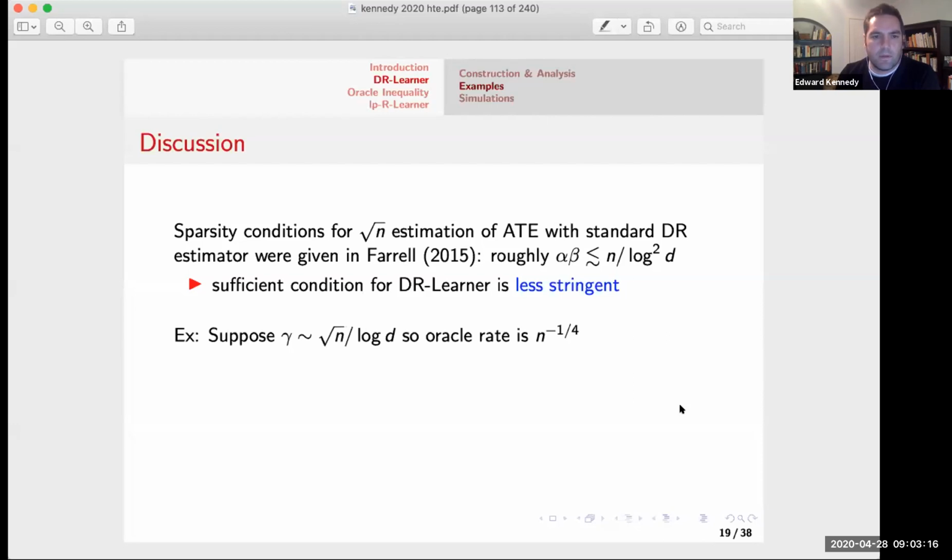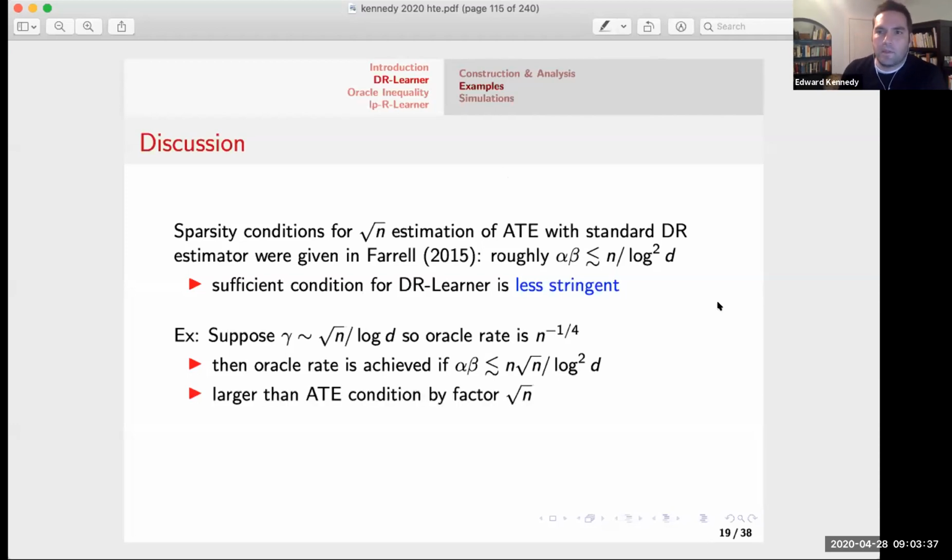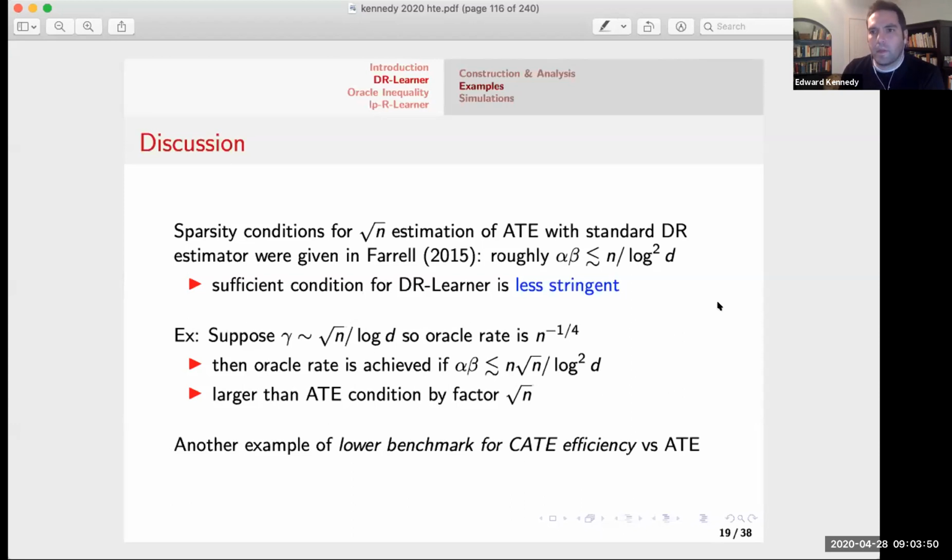So just a simple example to think about, with specific numbers with these rates. Let's say that gamma is scaling like root n over log d. That means that the oracle rate is n to a quarter. The oracle rate here would be achieved if the product of the sparsities, just using that sufficient condition that we get from the theorem, is less than root n over log squared d. So we get an extra root n factor. That means we can live with up to n to the quarter less sparsity on each of the nuisance functions and still achieve the oracle rate. So just another example of how it's a harder statistical problem, but we have a lower benchmark for attaining oracle rates here.